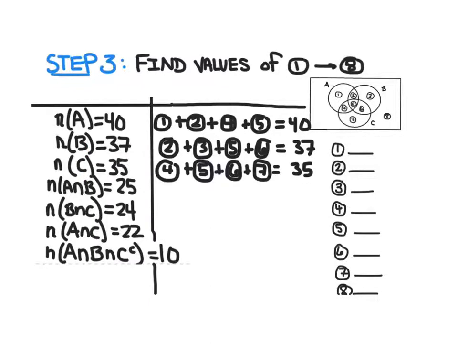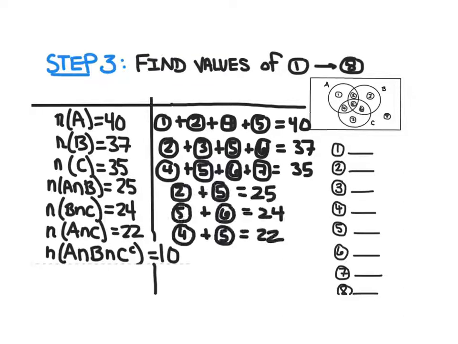Now similarly, we can fill in the rest of the chart. For example, A intersect B. If you look at A and B on the Venn diagram up here, the intersection of those two circles is the region that's comprised of 2 and 5. So if A intersect B has 25 elements in it, that means that 2 plus 5 must be 25. So I'm going to fill in the rest of the chart like this, and I'm going to leave this last condition empty for the moment.